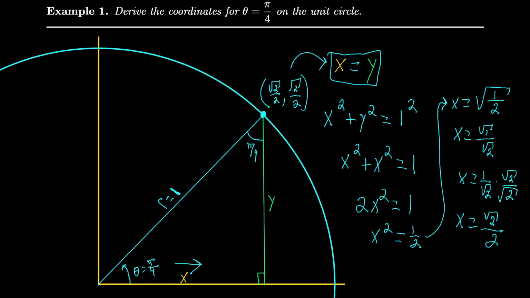The legs have to be the same length because their corresponding angles are the same. And we know that from geometry. So that is for theta equals pi over 4. Now let's take a look at the next one of these.